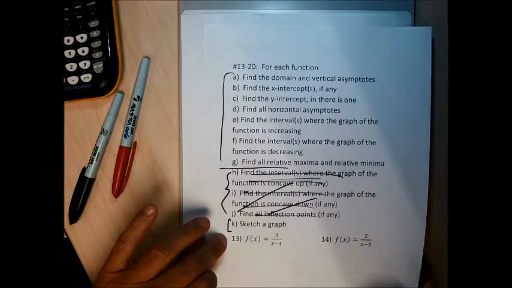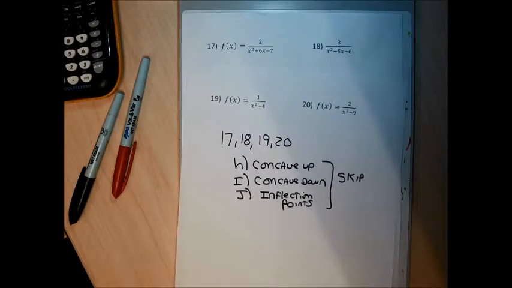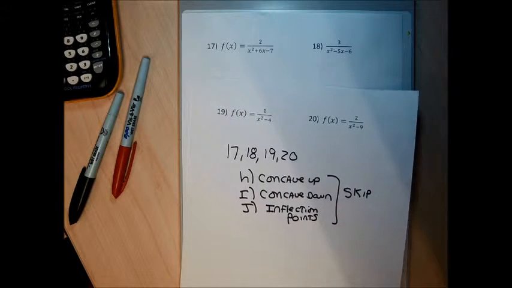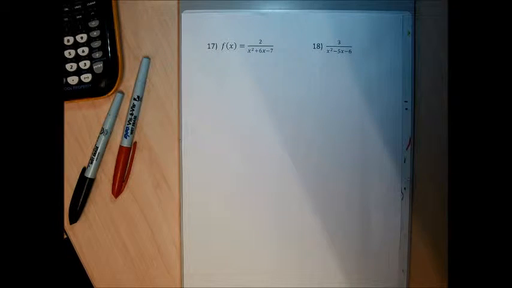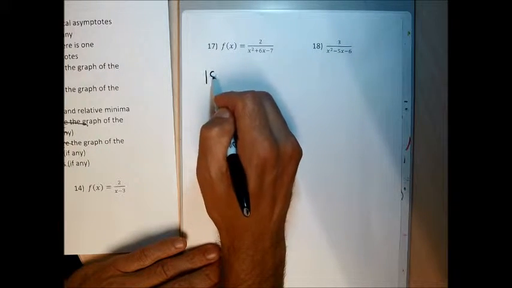For 13, 14, 15, and 16, the concavity questions weren't ridiculous to do. So I'm going to do 18 with the hopes that you do 17 and 19. I'm not going to go through 20 just because of the length of time to do this. So part A of number 18 wants me to find the domain and the vertical asymptote.